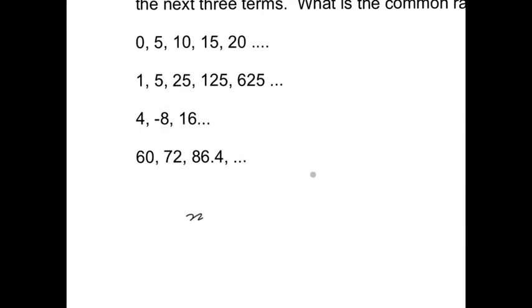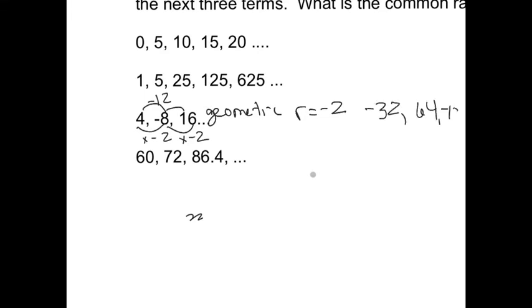Okay, so let's see what you got. I am subtracting 12, but then I'm adding, so definitely not linear. So it's definitely maybe geometric or neither. So let's see what I do from here to here. This is times -2. This is times -2. So it is geometric. My common ratio is -2. And my next 3 terms are -32, 64, and -128. Is that what you got? All right. Try the next one.